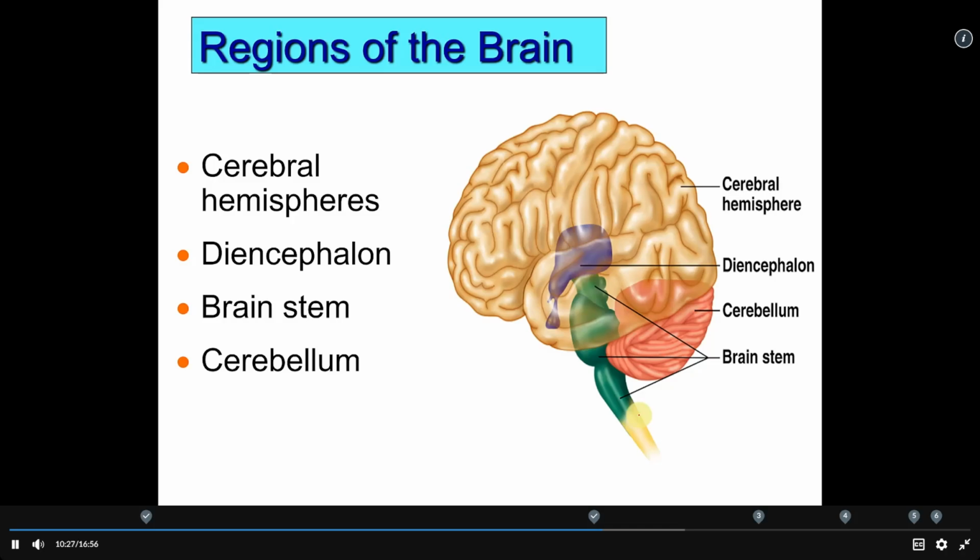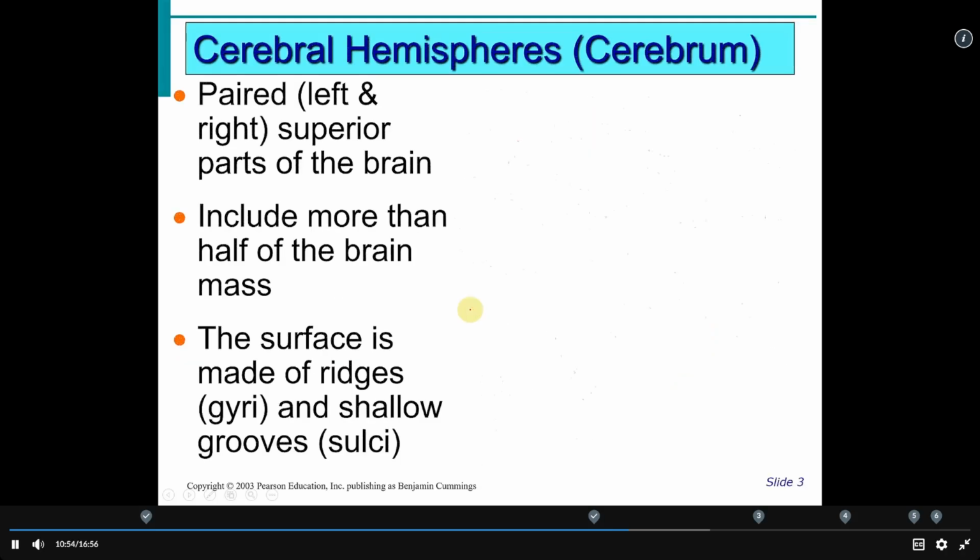So scientists have divided the brain into 4 regions: the cerebral hemispheres, the diencephalon, the brainstem, and the cerebellum. The cerebral hemispheres is this large tan-colored part, kind of like the top of a mushroom. The diencephalon is the purple part hidden underneath. The brainstem is like the green part, like the stem of a mushroom. And lastly, the cerebellum, kind of tucked at the back of the brain. So let's start with the cerebral hemispheres because they seem to make up most of the brain.